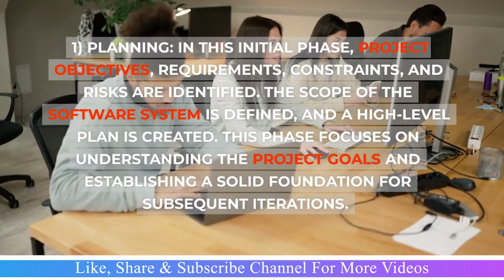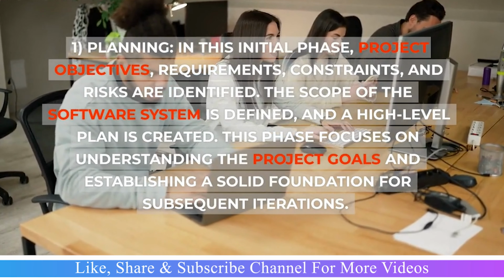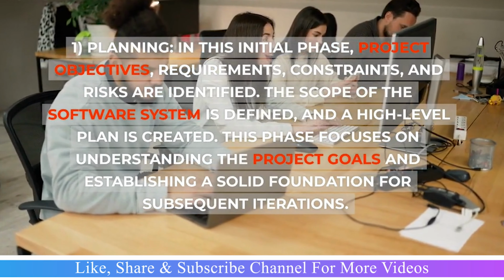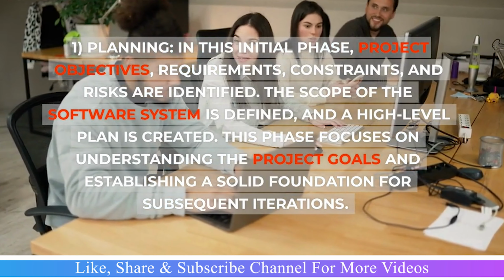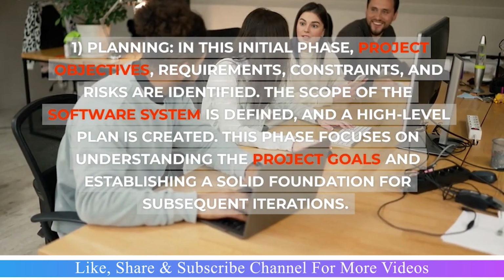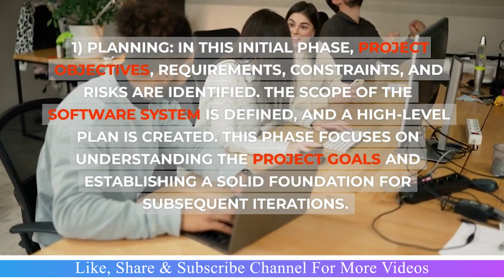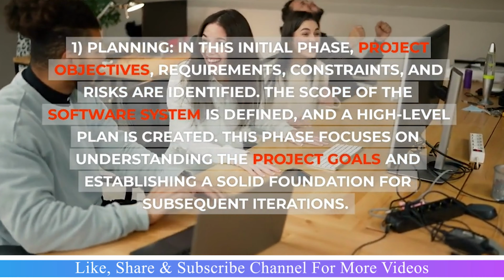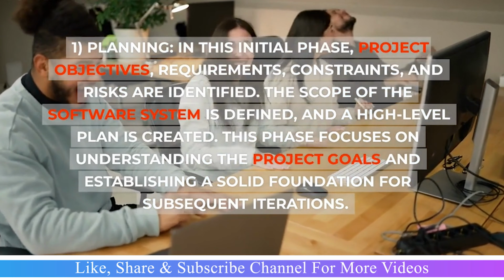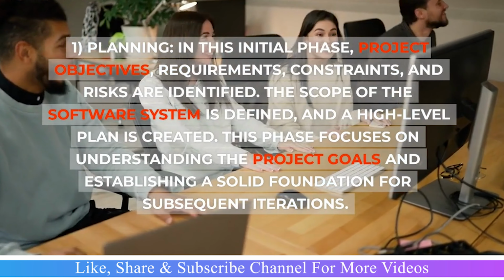1. Planning. In this initial phase, project objectives, requirements, constraints, and risks are identified. The scope of the software system is defined, and a high-level plan is created. This phase focuses on understanding the project goals and establishing a solid foundation for subsequent iterations.